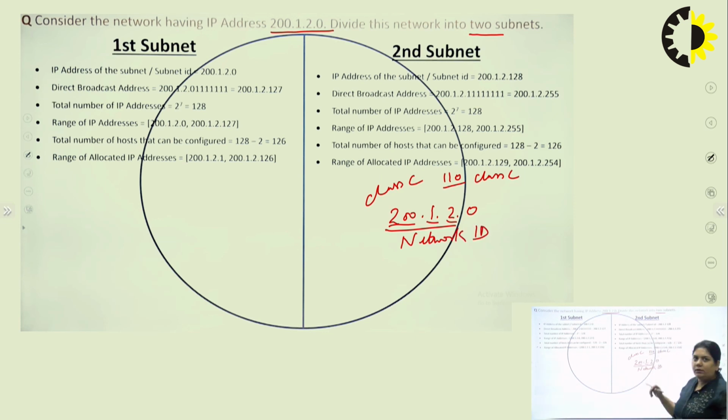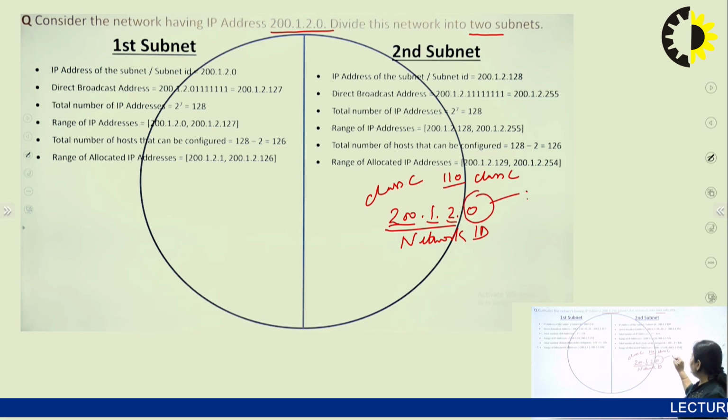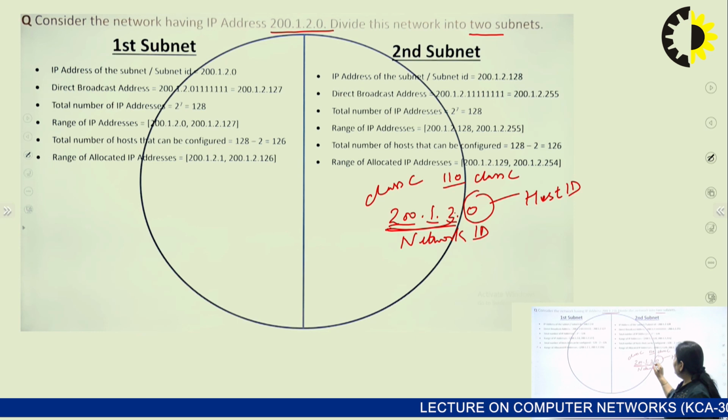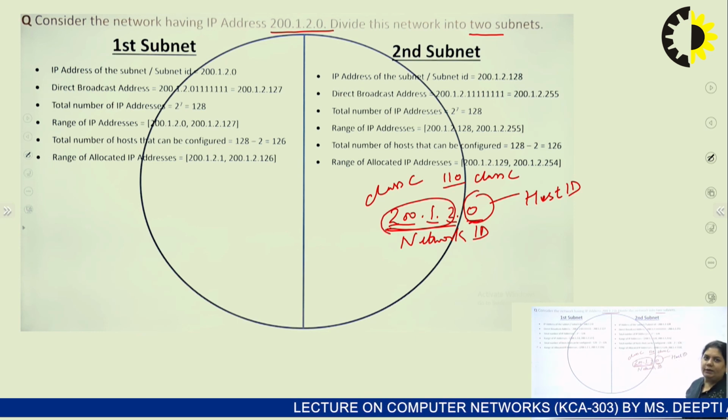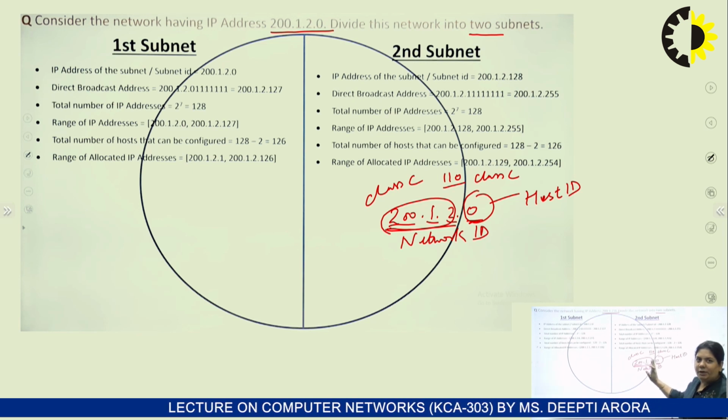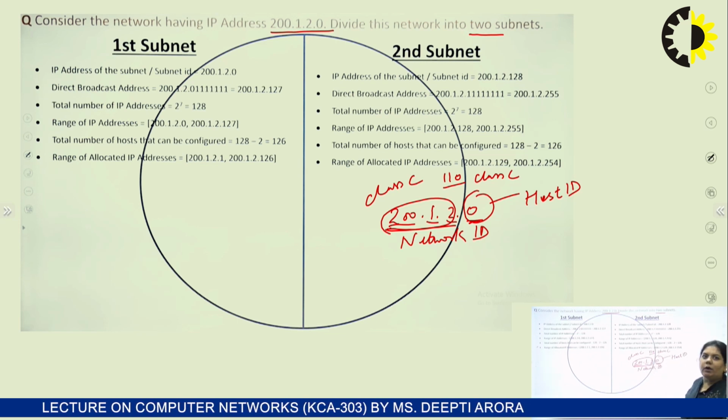In class C, the first three octets are fixed, which is the network ID, and the last octet is the host ID. So what you have to do now is not consider the network ID. You have to work upon the host ID only. The network ID remains fixed, so you have to work on the host ID to divide the subnet.